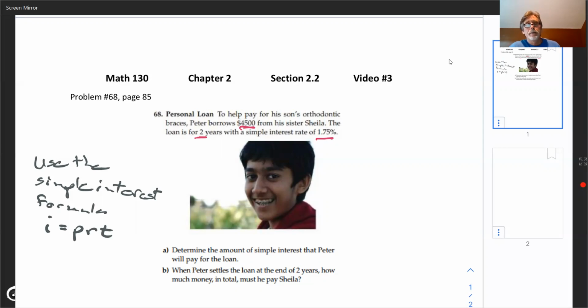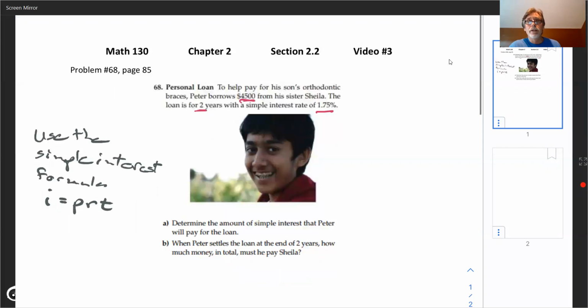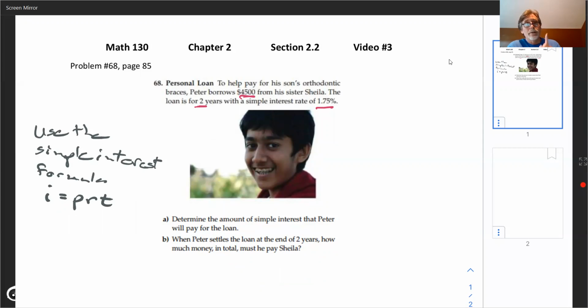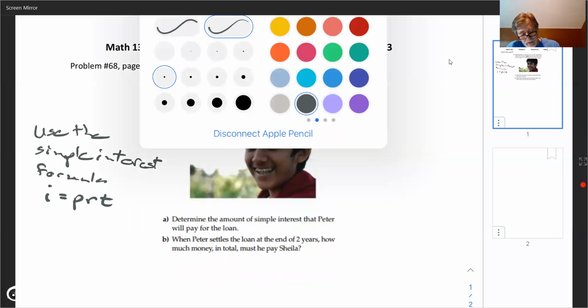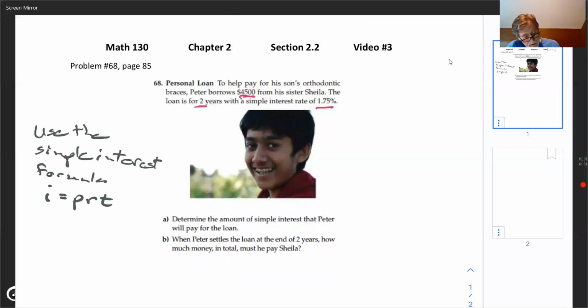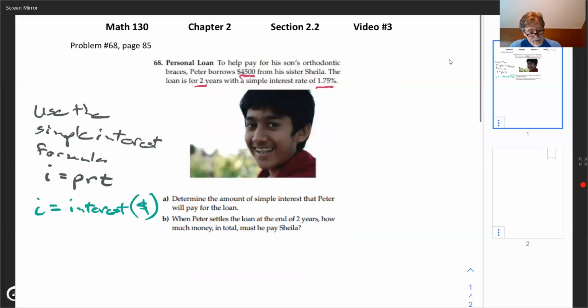You have to tell the world what each one of these letters represents, because a formula is worthless unless you know what it's all about. So let's list what they are all about. I bet you can guess, I is interest. What's it measured in? Money. So Sheila is going to make a little bit extra money because she's loaning money to her brother. He borrows from his sister, and she charges interest. I guess that's okay. Yeah, if money's tight, for sure.